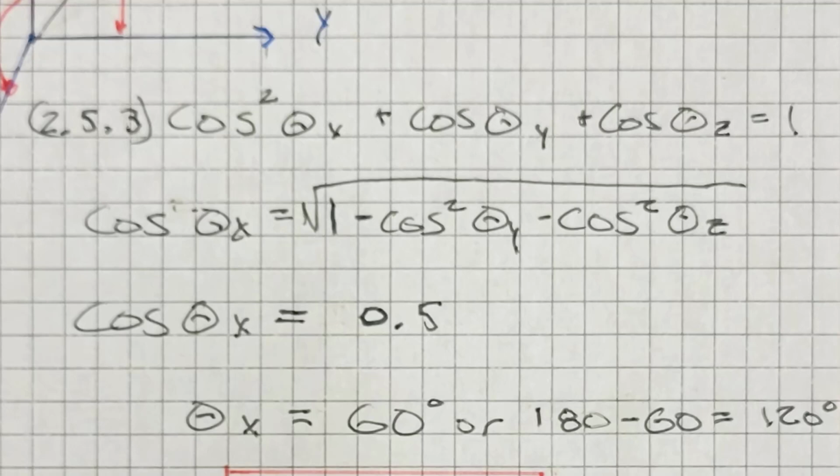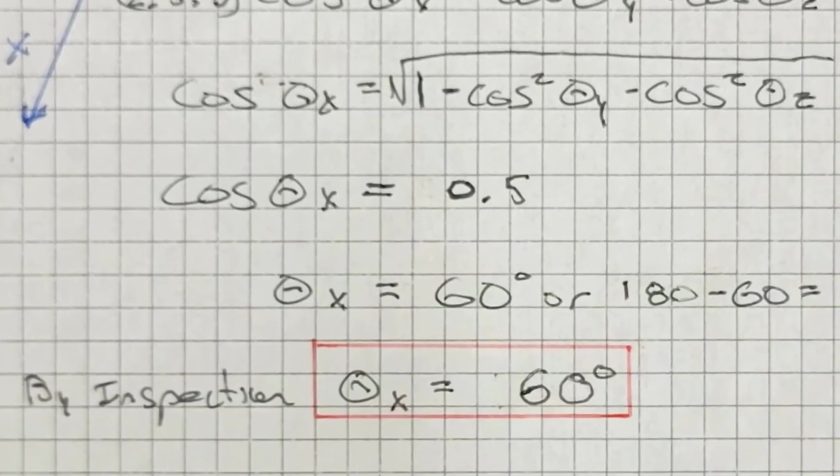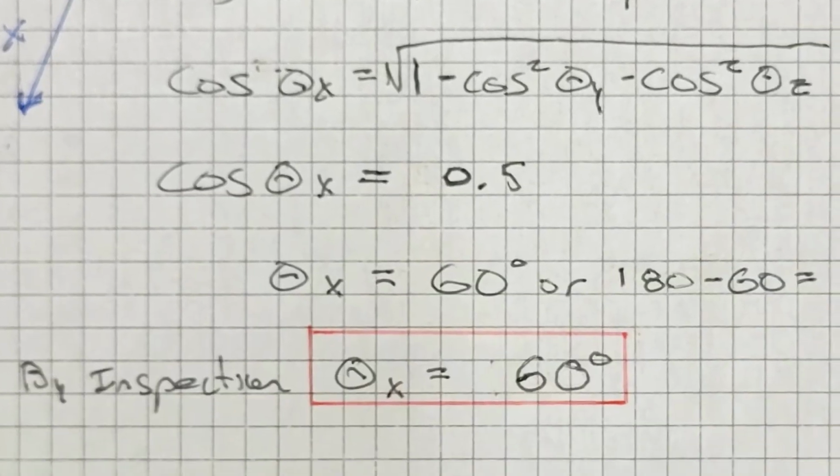Now, by inspection, when we look at this, we realize that the component for x is going to be in the positive direction. So just by inspection, we know that the value for theta x is 60. If it were 120, it would actually be a negative.